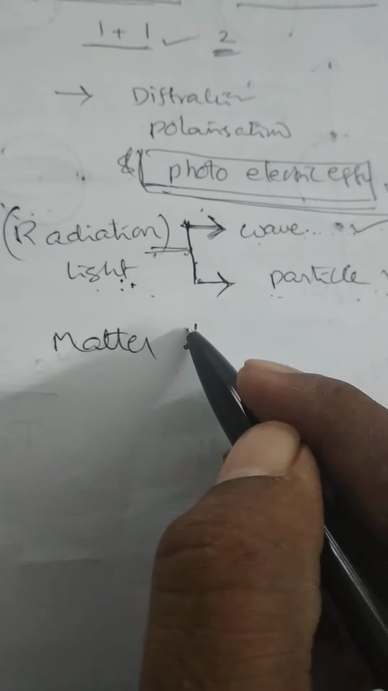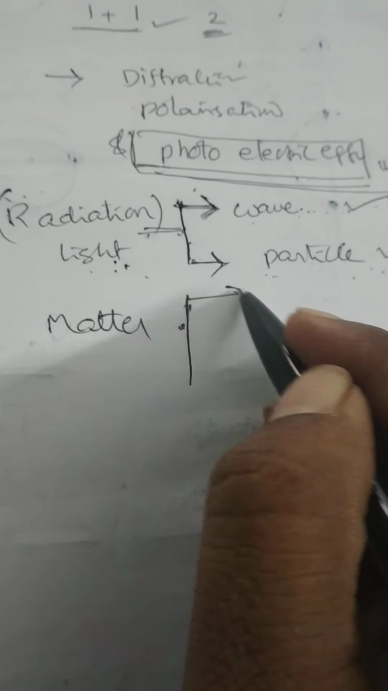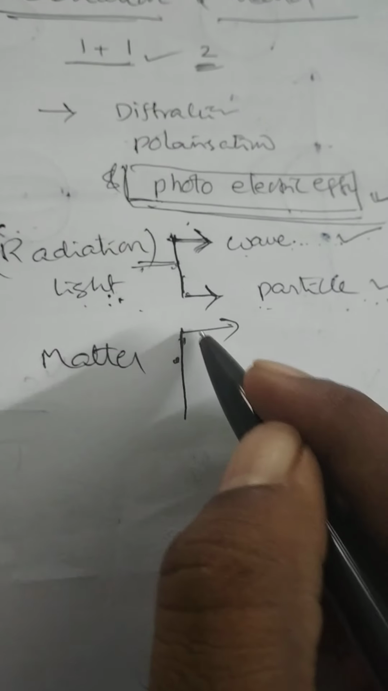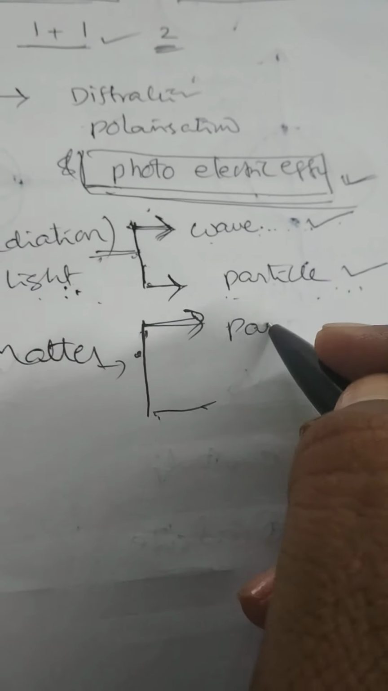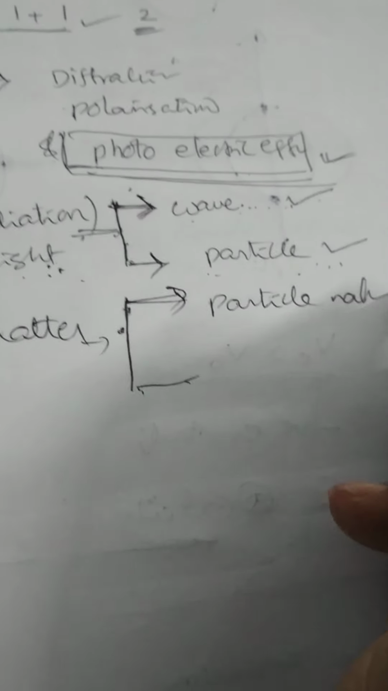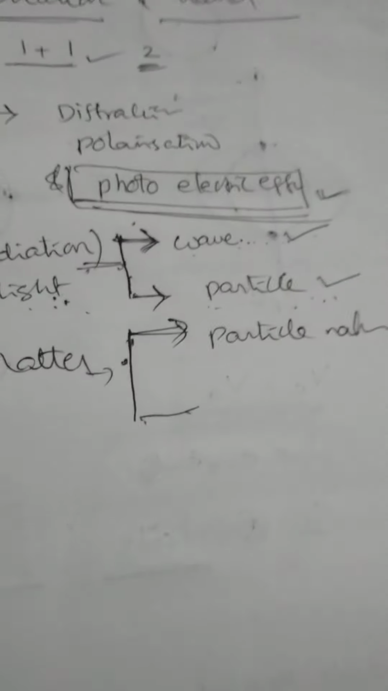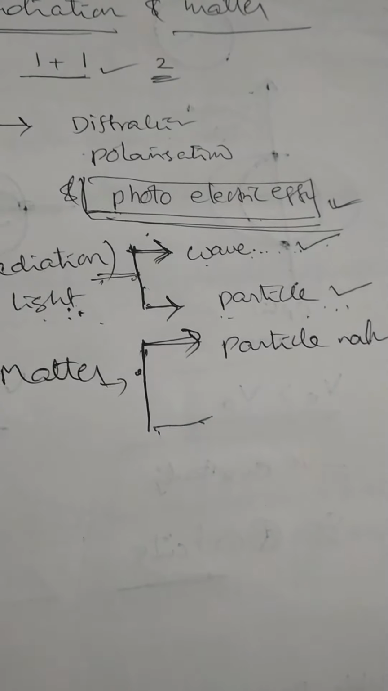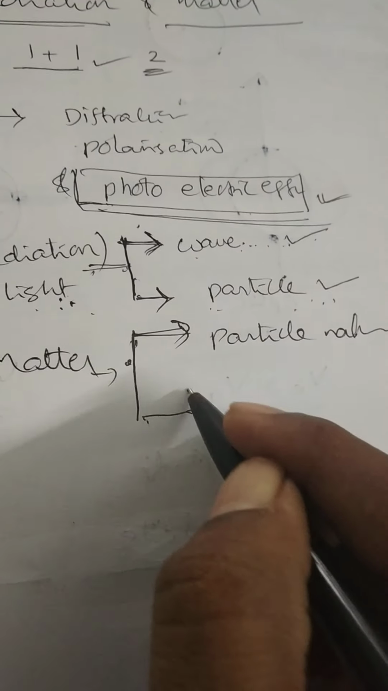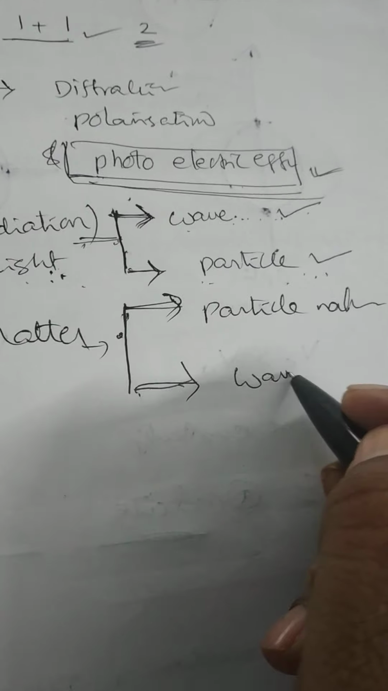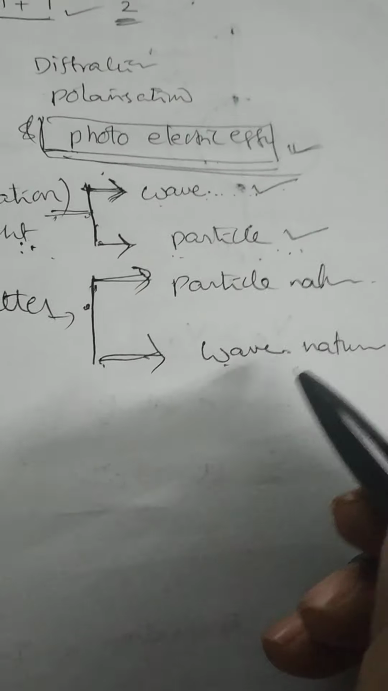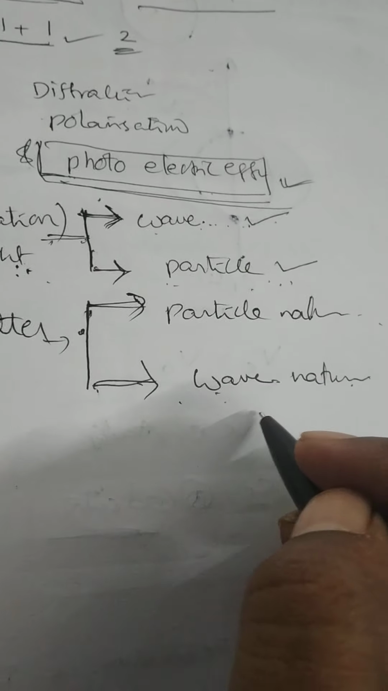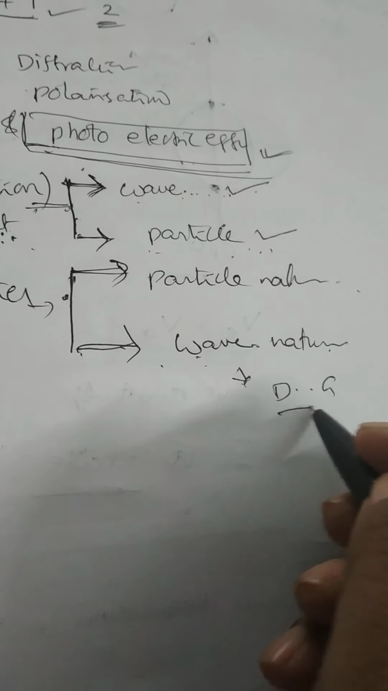In case of matter also, matter means whatever it may be. Suppose it is a pen or paper, whatever it may be, electron, proton, all this is considered as matter. Matter originally has a particle nature. But the same particles like electrons, protons and neutrons sometimes also behave like waves. This experiment shows how the electrons behave like waves. This can be proved by using the Davisson and Germer experiment. Later I will explain it.